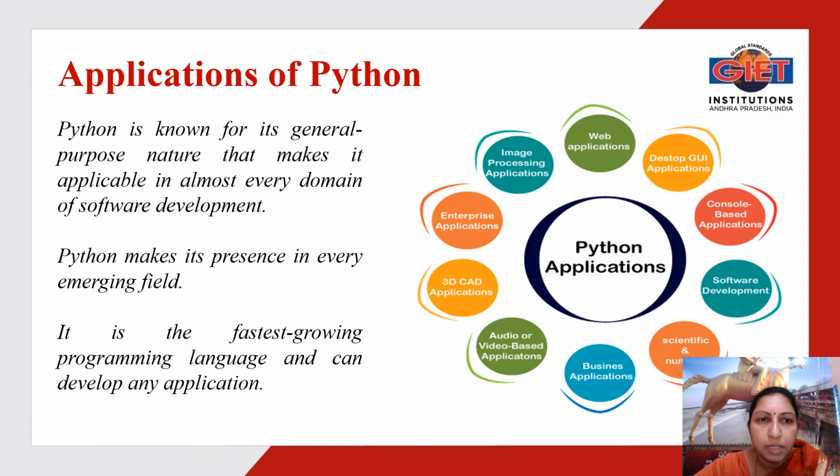Coming to some of the applications of Python. Python is known for its general-purpose nature that makes it applicable in almost every domain of software development. Python makes its presence in every emerging field. It is the fastest growing programming language and can develop any application. On the right side, you can see the different kinds of applications which are developed using Python.